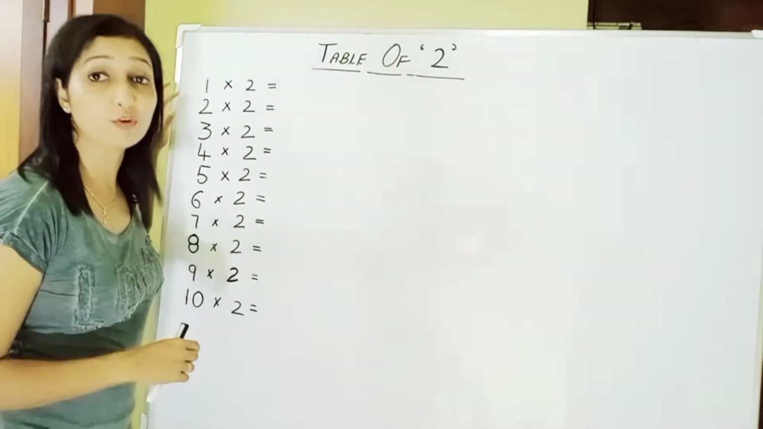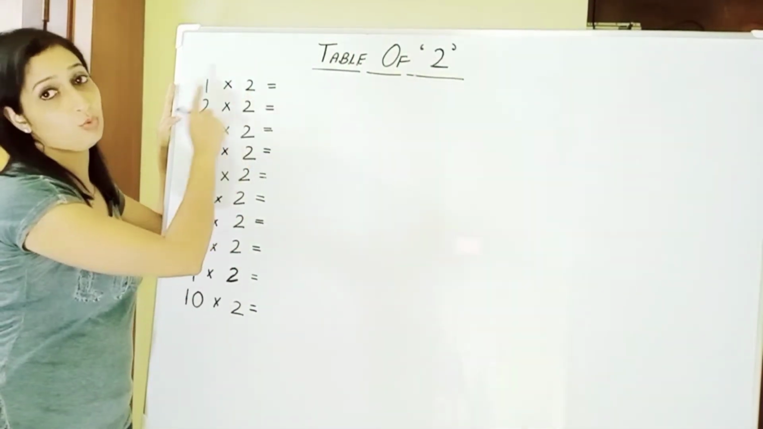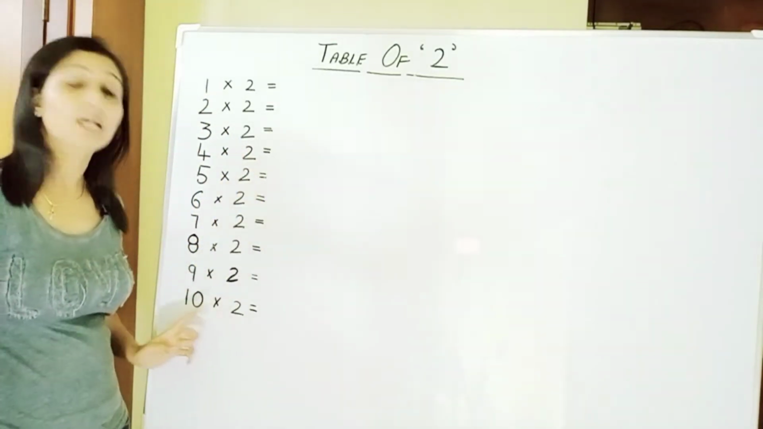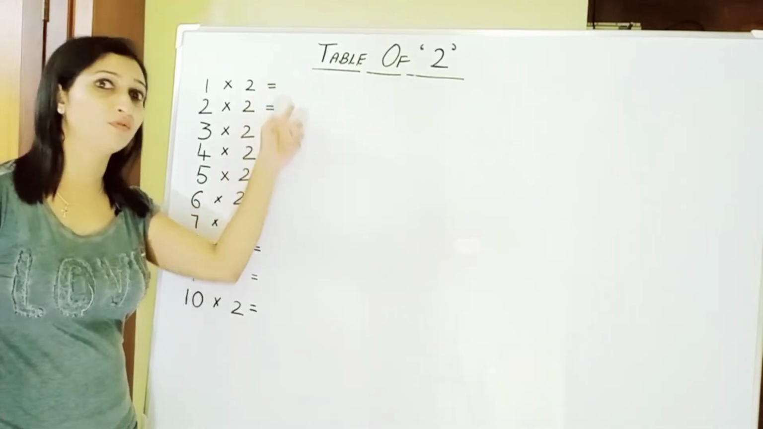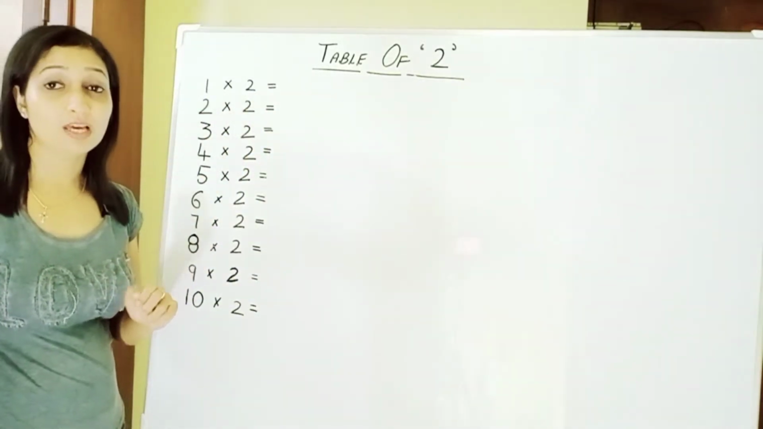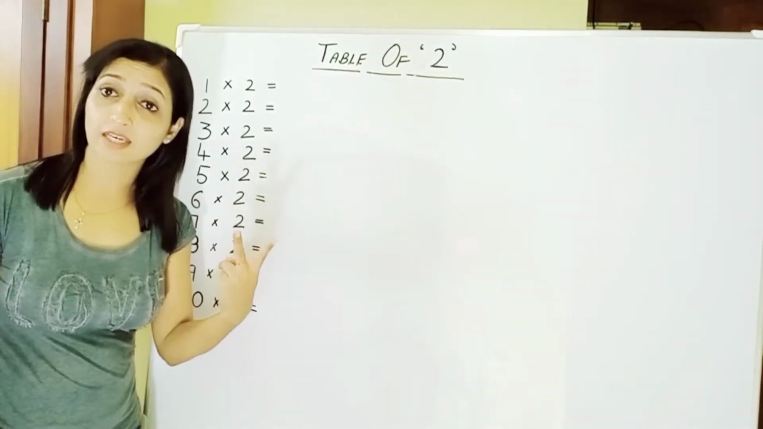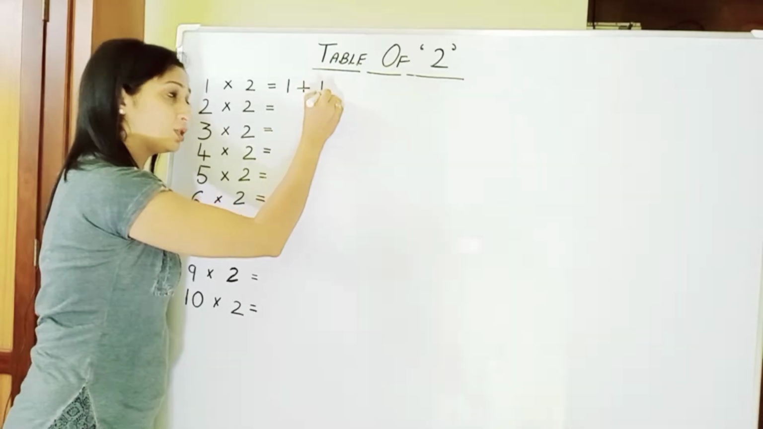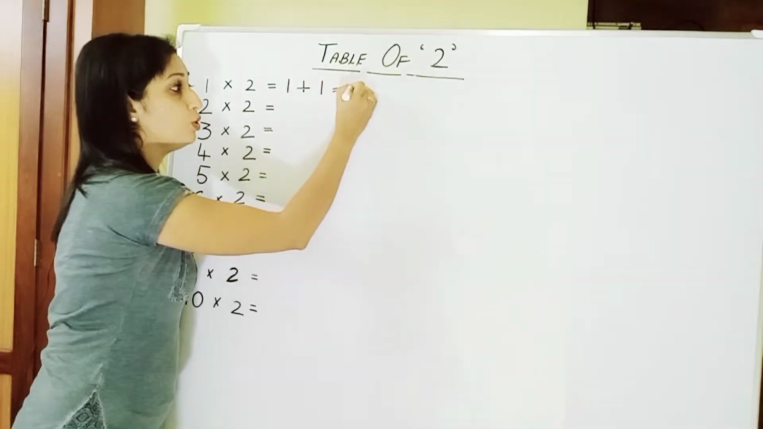Now I have written here 1 into 2, 2 into 2, 3 into 2, 4 into 2, up till 10 into 2. Now let's fill up the answers. So what is this 1 into 2? It is 2 times 1. So I can write it as 1 plus 1, which is equal to 2.